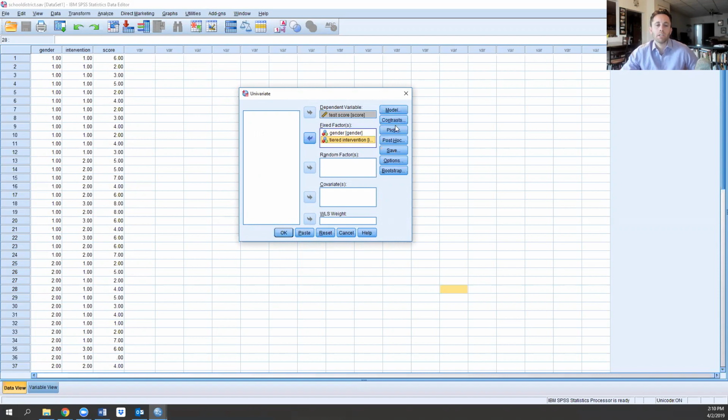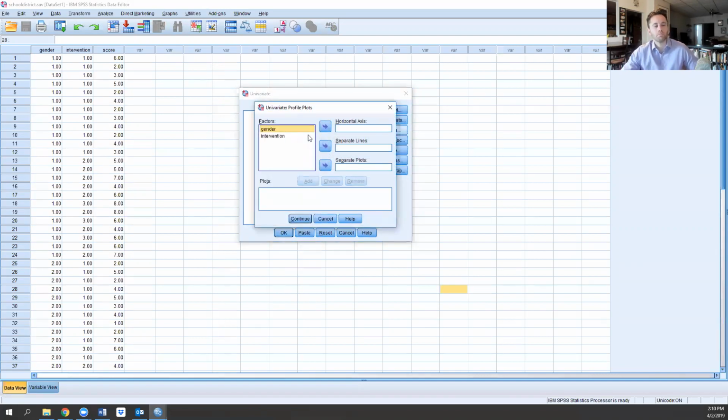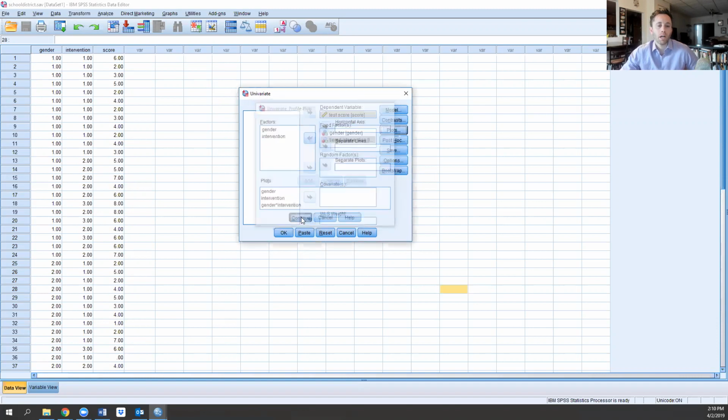We're going to leave model and contrast alone. We're going to go into plot, and we're going to put the gender. It doesn't really matter which axis we put them on, but we can put the gender on the horizontal axis. We can also put the intervention on the horizontal axis. And then what we want to do is create a gender times, on a separate line, the intervention. And those are the things that we're going to be comparing within this univariate profile plot.